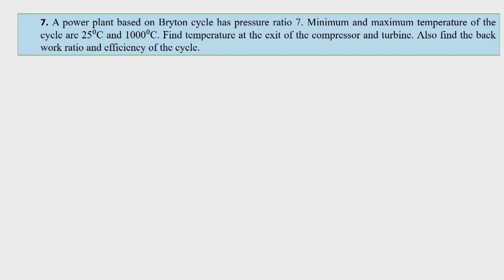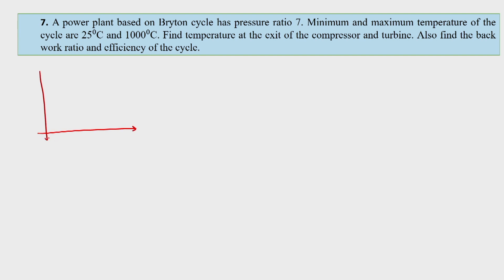Now having said this, we will move to the next example, which states that a power plant based on Brayton cycle has pressure ratio 7, minimum and maximum temperature of the cycle are 25 degrees Celsius and 1000 degrees Celsius. Find the temperature at the exit of the compressor and turbine. Also find out back work ratio and efficiency of the cycle.